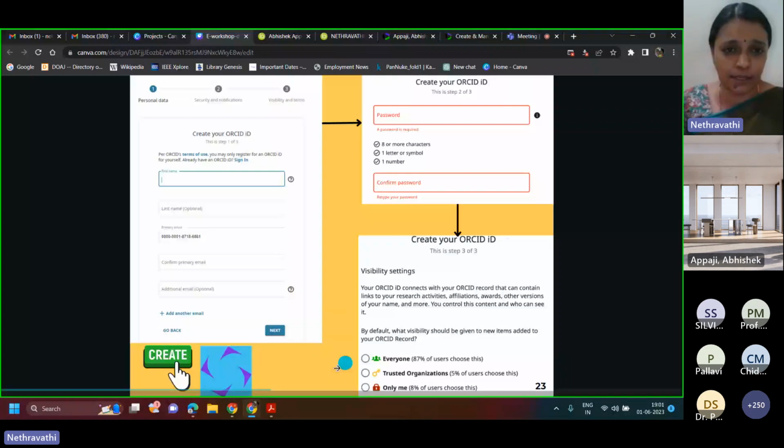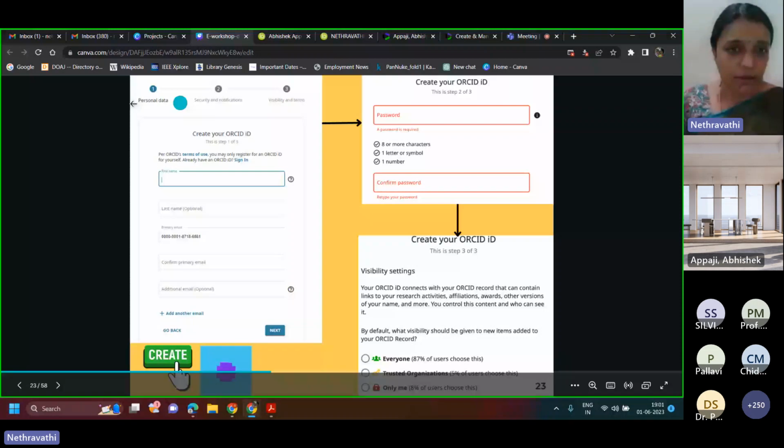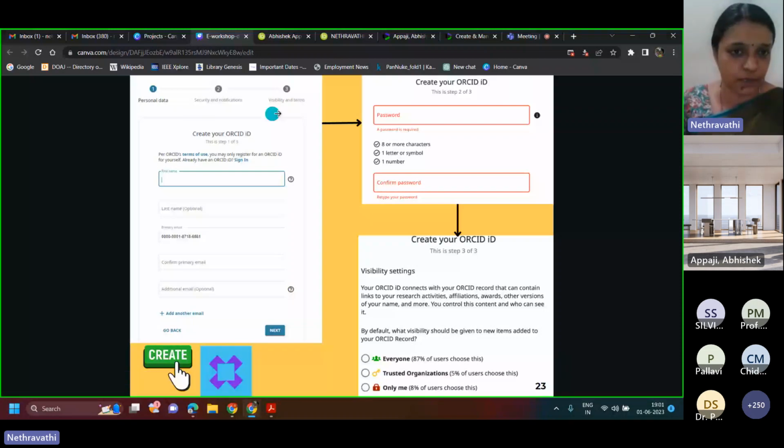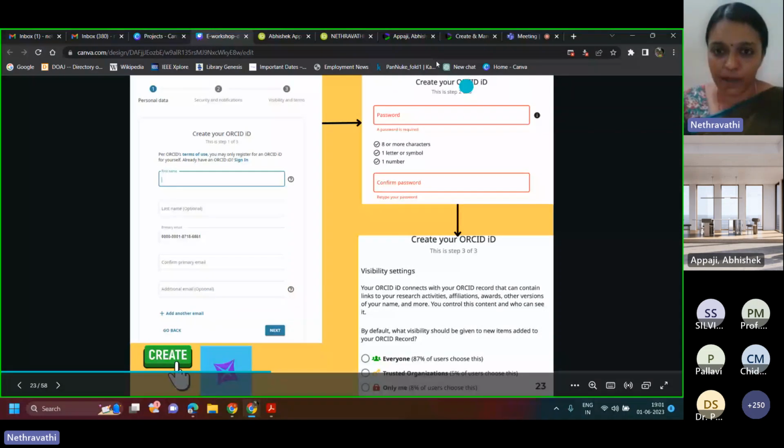There are 3 steps: personal data, security and notification, and visibility and terms. To create your ORCID ID, you have to give the first name; last name is optional. Just ignore this number. You have to give the primary email, confirm the primary email, and if you have an additional email, you can give it, and then click next. It will take you to the second page, where you have to give the password.